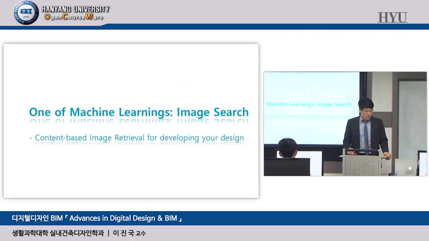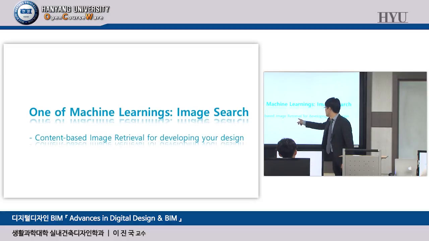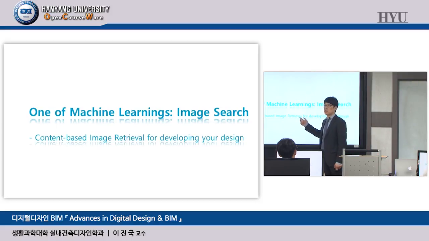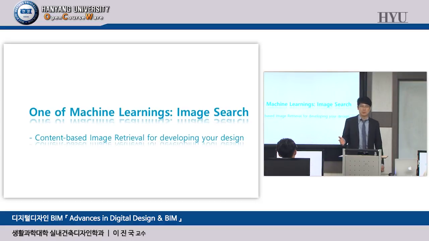Okay, and more, what kind of more things? The first thing I'd like to tackle today is the machine learning issue, using image search. Probably some of you may know content-based image retrieval. What is content-based image retrieval? CBIR. It is actually a computer vision, computer science specific issue, not our domain issue. But it's really critical for someone in the design domain, okay?